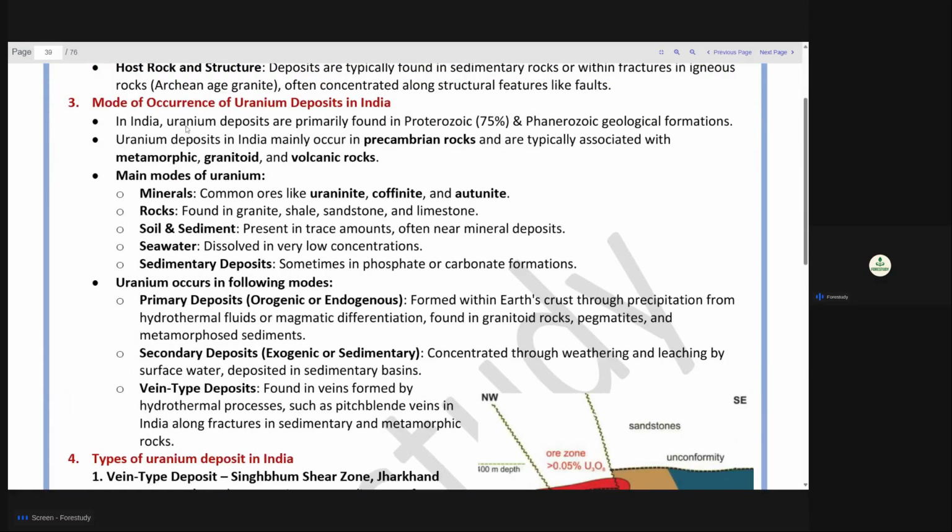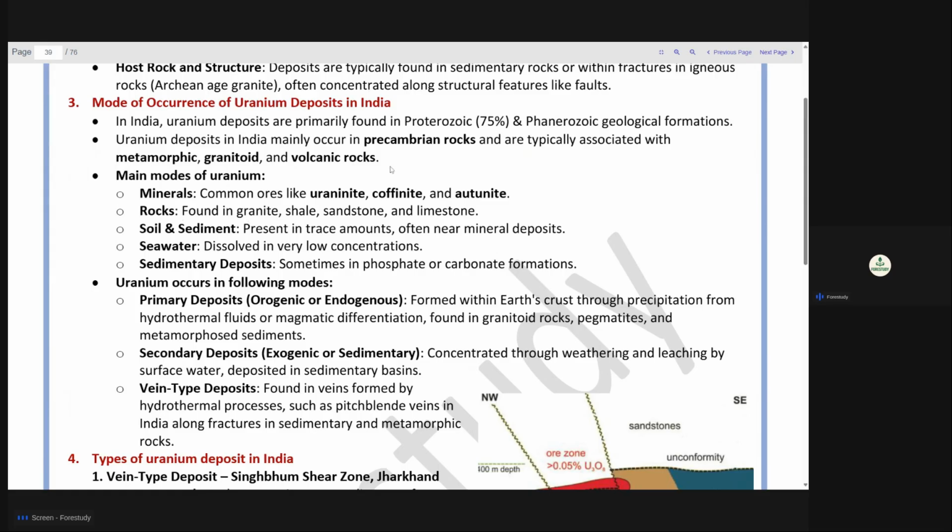So in India, uranium deposits are primarily found in Proterozoic, that is 75%, and Phanerozoic geological formations. Proterozoic and Phanerozoic are the important time zones where rocks were deposited, and we have a chance of getting uranium in those deposits. Uranium deposits in India mainly occur in the Precambrian and are typically associated with metamorphic, granitoid, and volcanic rocks. Mostly no sedimentary deposits.